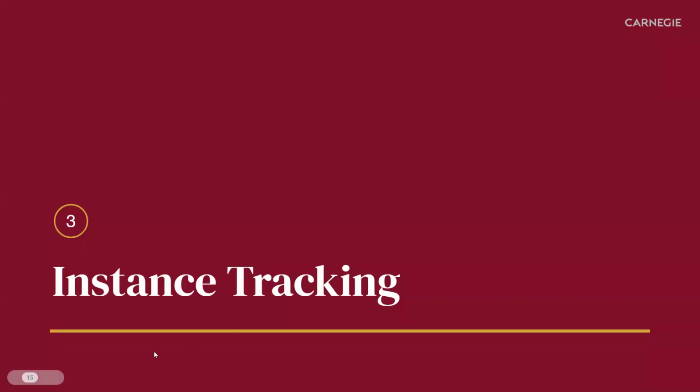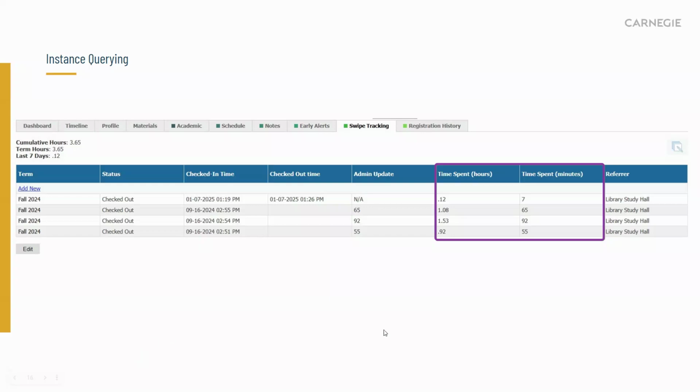Let's talk about instance tracking. So again, that was cumulative, looking across a week, looking across a term, looking across all entity rows to get your data. Let's talk about instance tracking. Instance tracking is how much each individual instance or entity row or session at the library, how long the student was there. And so we can see here that I have time spent in hours and time spent in minutes, just so that we can check our math. And this is going to be our instance querying.